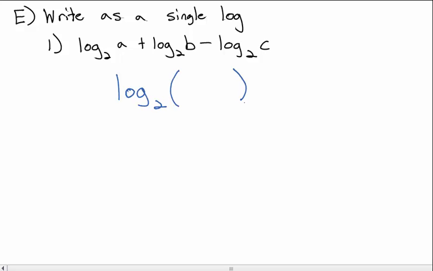And then inside the log, one thing I like to think about is positive logs are positive exponents. They're going to end up in the numerator. Negative logs are negative exponents. They're going to end up in the denominator. So the a and the b are positive. Added together, they get multiplied in the numerator. The c is a negative log, and so that's going to end up in the denominator. We can compact log a plus log b minus log c together into log of a times b divided by c.